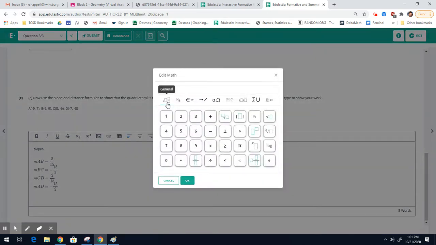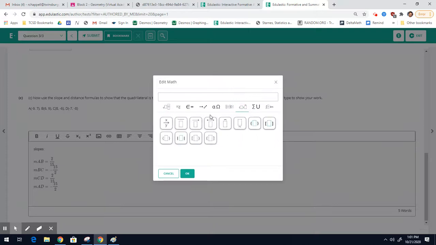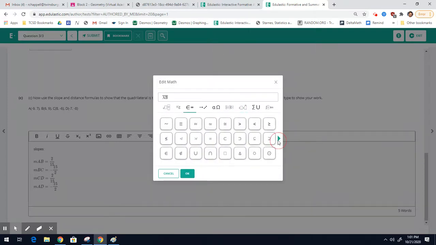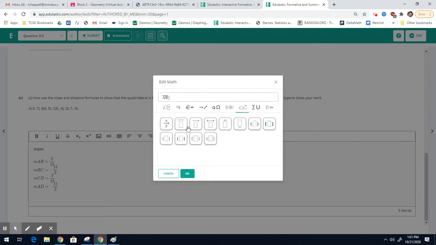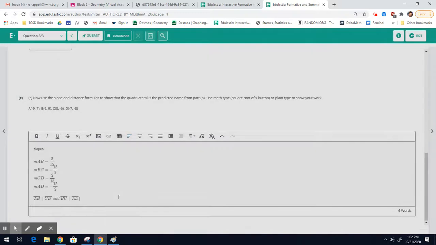So in my proof, again, you could just type this out, but this is just me being the teacher. So segment AB is going to be parallel to segment CD, and segment BC is going to be parallel to segment AD. Means we have 2 pairs of parallel sides.